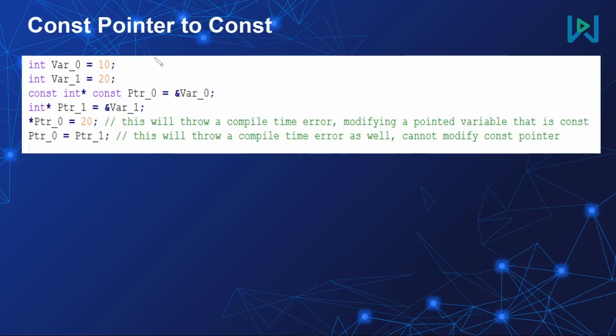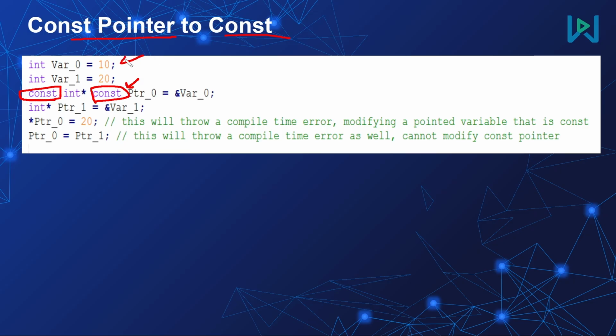Now the final use case will be the extreme one, where we will have a const pointer to a const. In this case, the pointer itself will be const, and the type of the variable we are pointing to will be const as well. Hence, we cannot update neither the pointer, neither the variable we are pointing to.